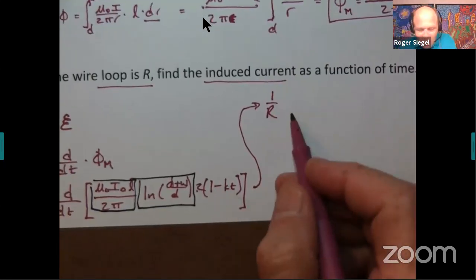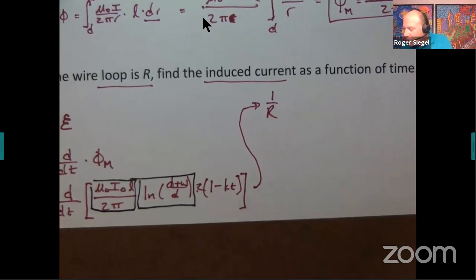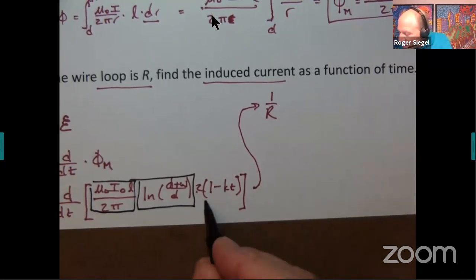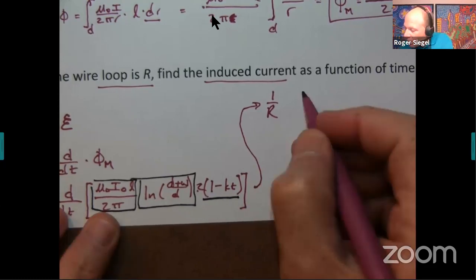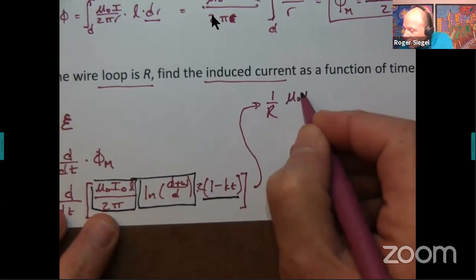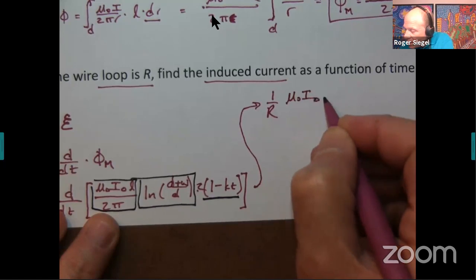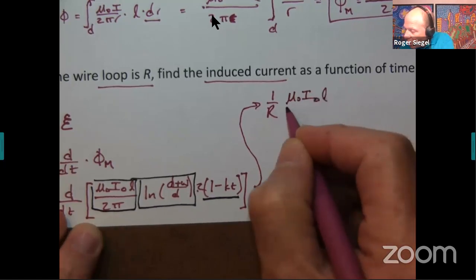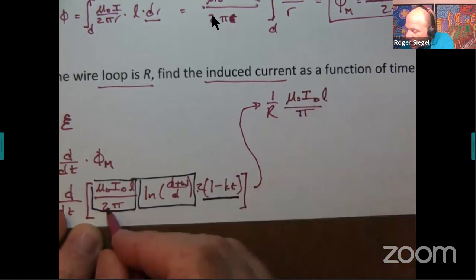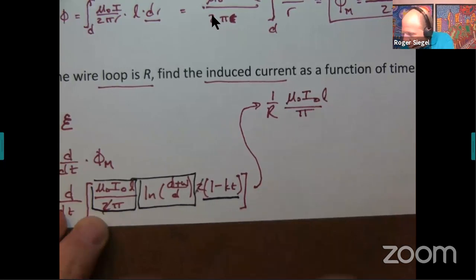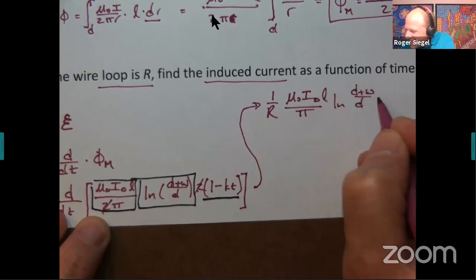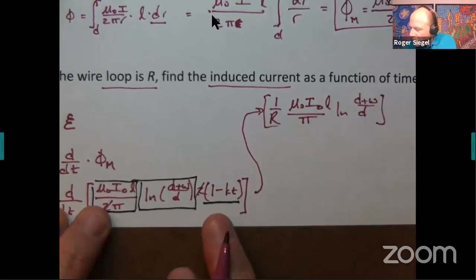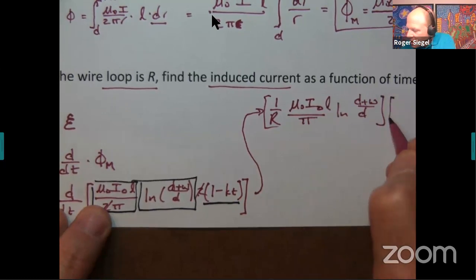Now, so we have 1 over R, but let's look at this. What terms have a t in them? This is the only term that has a t in there. So I'm going to say 1 over R times mu naught I naught L over pi. The 2's are going to cancel, these 2 2's. We have the natural log of d plus w over d times the time derivative of this term, which is just going to be negative k.